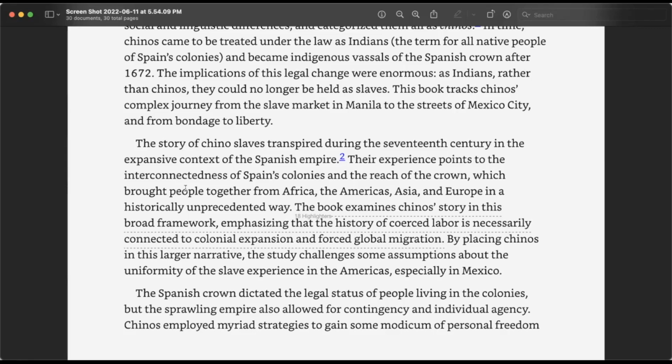By placing Chinos in this larger narrative, the study challenges some assumptions about the uniformity of slave experience in the Americas, especially in Mexico. The Spanish crown dictated the legal status of people living in the colonies, but the sprawling empire also allowed for contingency and individual agency. Chinos employed myriad strategies to gain some modicum of personal freedom.